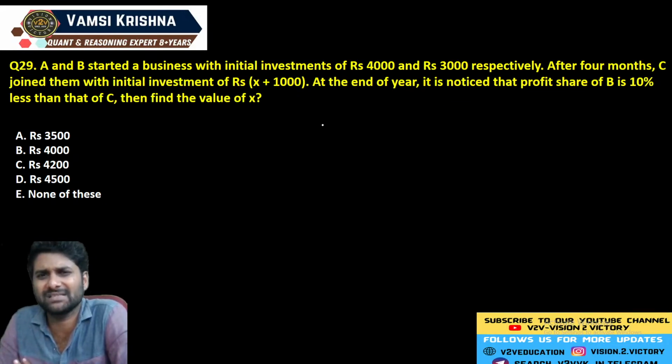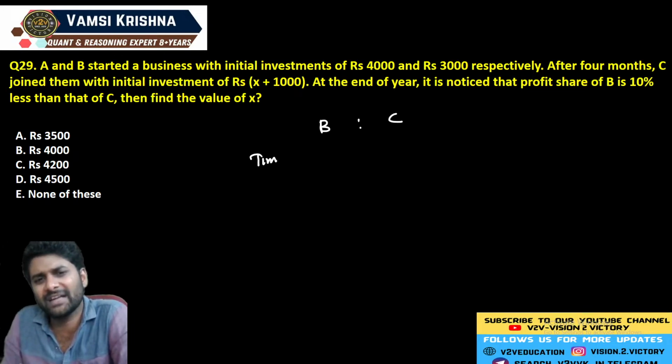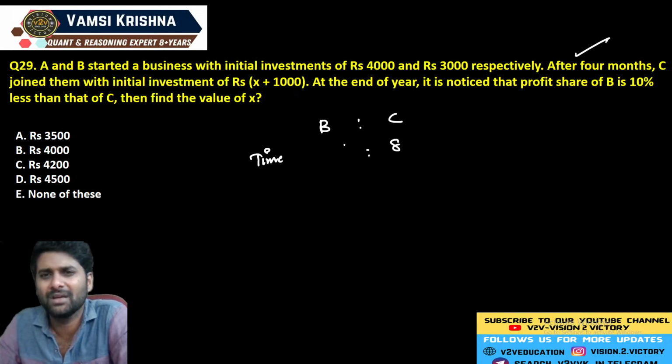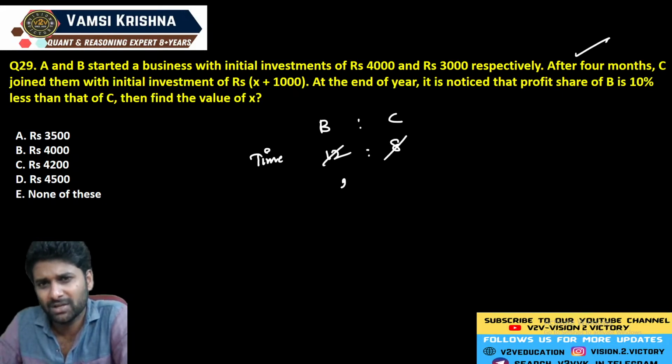Now, in simple terms, guys, we need person B and person C. So try to identify the time ratio first of all. You already know that C joined after 4 months. So C is not there for the first 4 months, so he was there for only 8 months. So what about B? He was there for exactly 12 months. So the ratio is exactly equal to 3 is to 2. So you will get the time ratio. Time ratio is 3 is to 2.